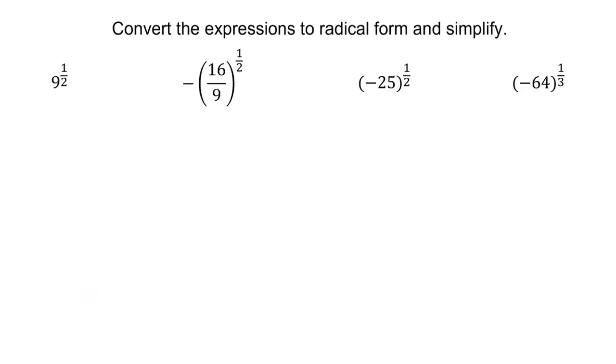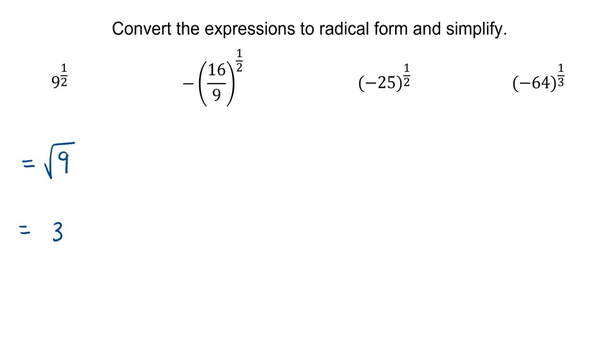So let's look at these examples. Here we're asked to convert these expressions into radical form or into a radical, and then simplify them. The first example on the left is 9 raised to the 1/2 power. Well, I know that anytime I raise a number to the 1/2 power, that's the same thing as taking the square root of that number. So 9 to the 1/2 is the same thing as the square root of 9. And the square root of 9 is 3. So 9 raised to the 1/2 power is 3.